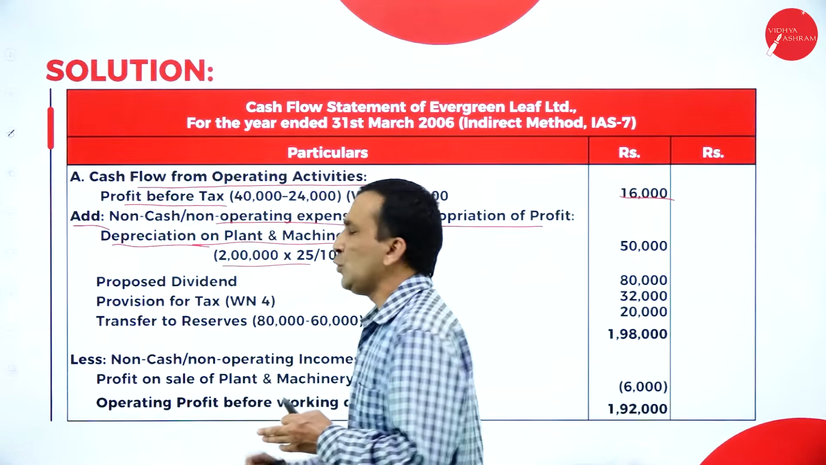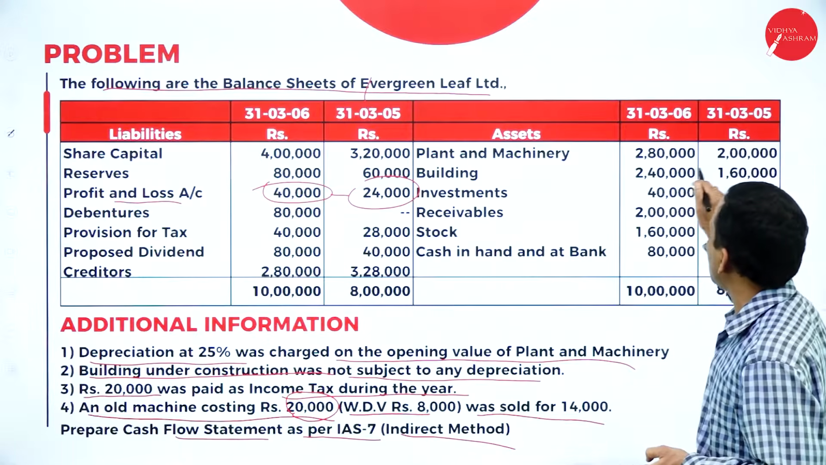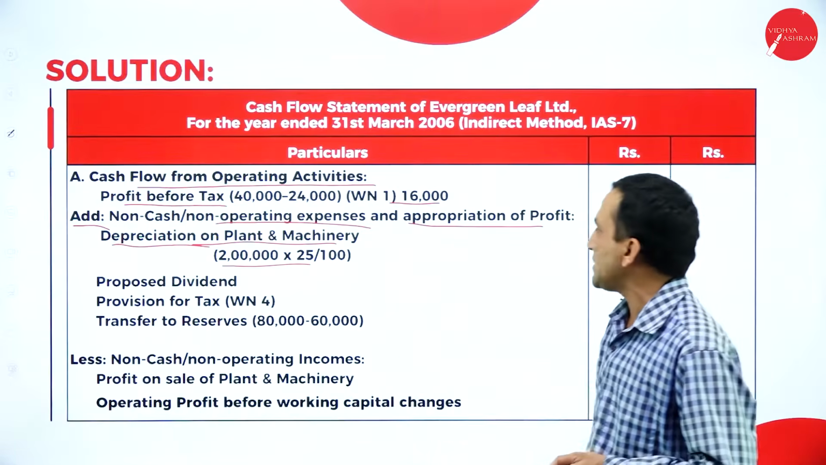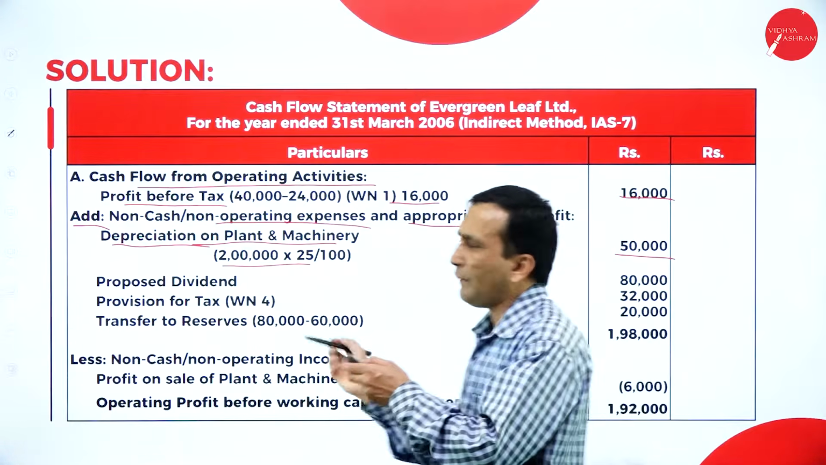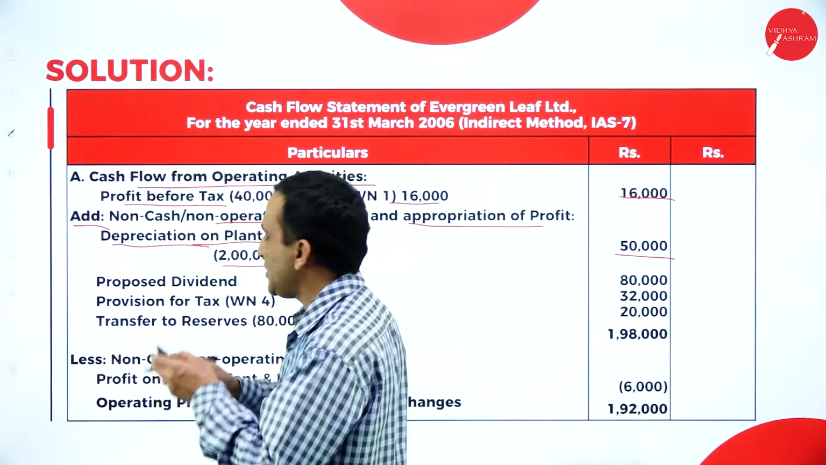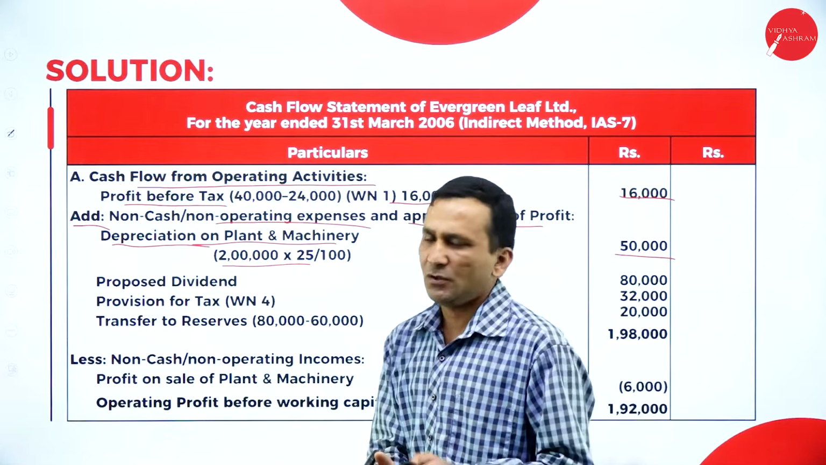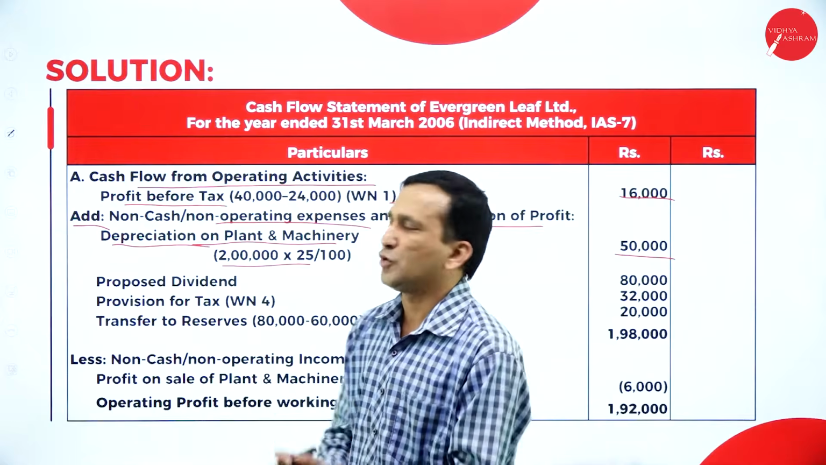So 2 lakhs into 25%. The opening date value is 2 lakhs. Now if you calculate 25%, we are getting 50,000, which is a depreciation add-back to profit, a non-cash item. It is not at all an expense, so it is going for the contribution.